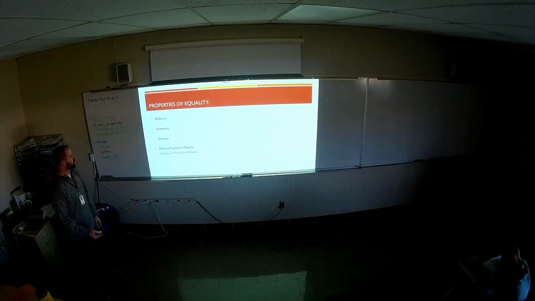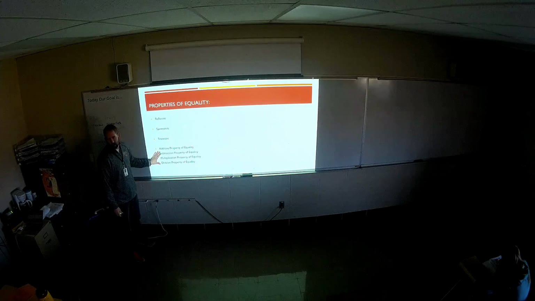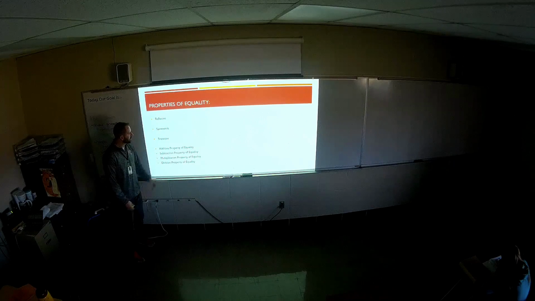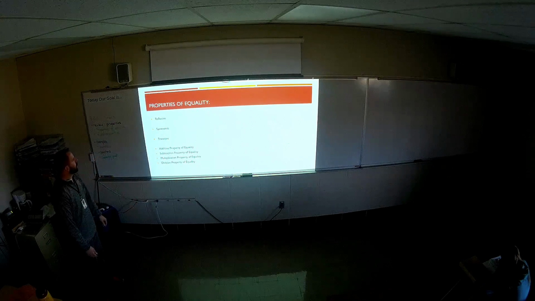And then we have the properties of equality, these 4. These are like the main ones. That's why I grouped them together. These are how we solve equations. We use these to solve it. That's like the first one. Add or subtract first, multiply and divide second, something like that.